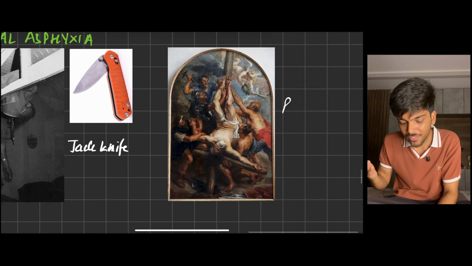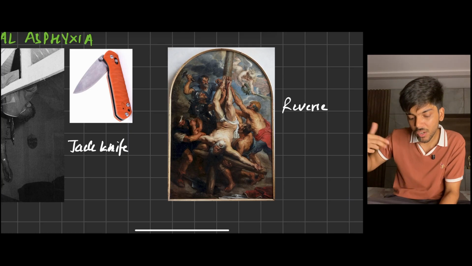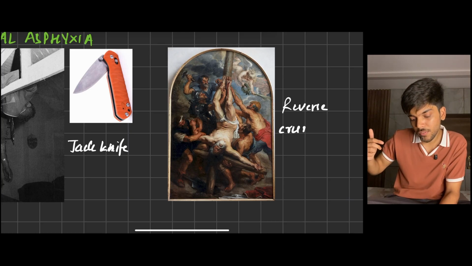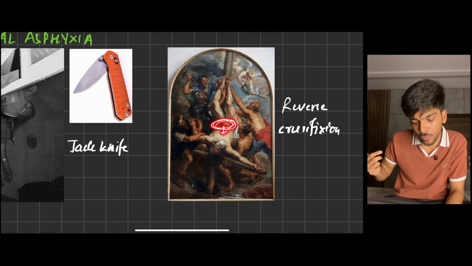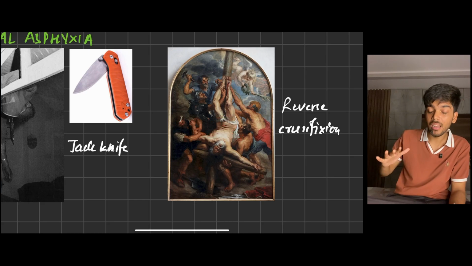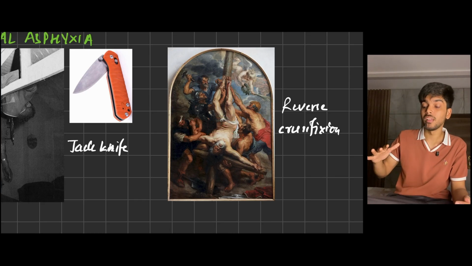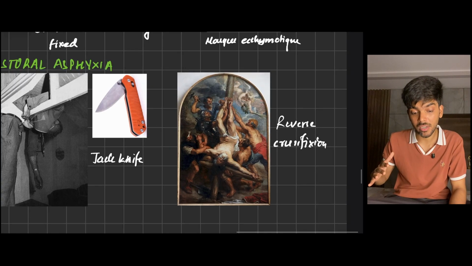Another is reverse crucifixion, the opposite of crucifixion. In reverse crucifixion also, the viscera, the abdominal organs, drop down, push against the diaphragm and do not allow the lung to expand. The person is unable to breathe and the person dies.